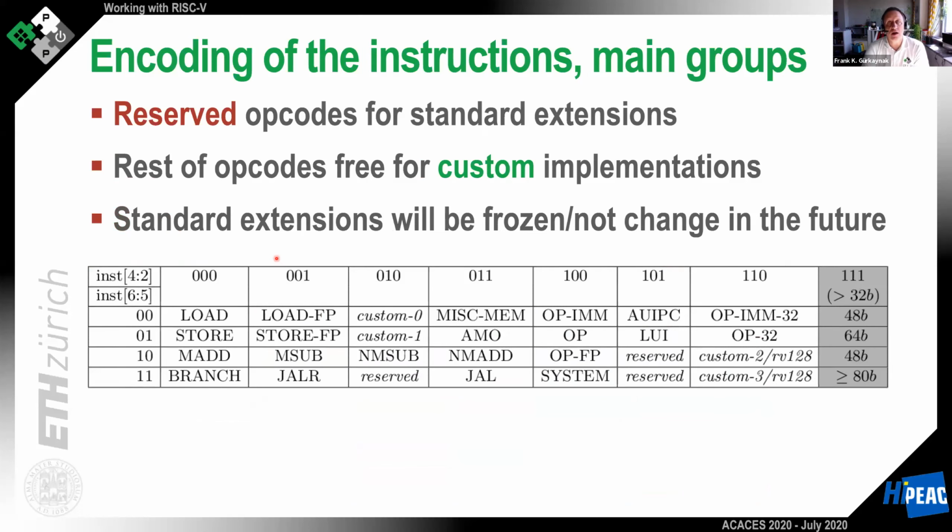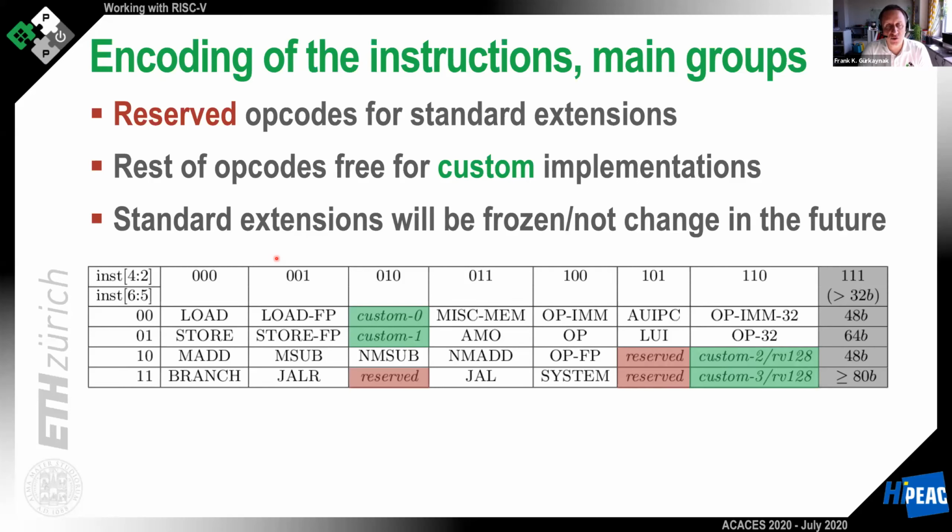The instructions are encoded into groups. So that was the first 7 bits we were looking at there. And at the bottom, you can see the matrix. What is interesting to note is that some parts of the encoding space are reserved for future use. But there is also something very interesting, the green parts. Some of the encoding space is free to use for custom implementations. And these will remain free.